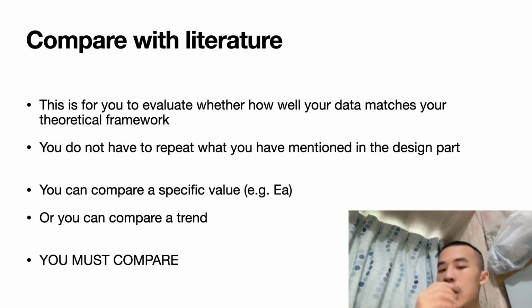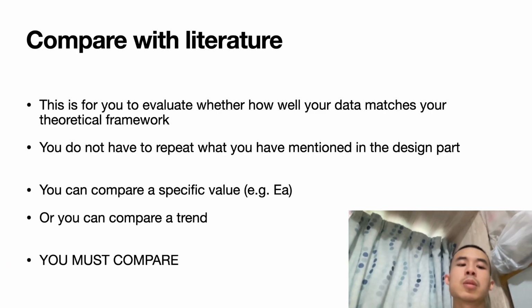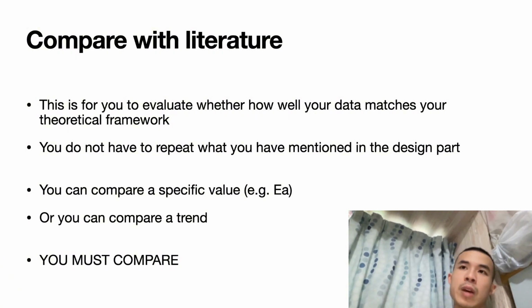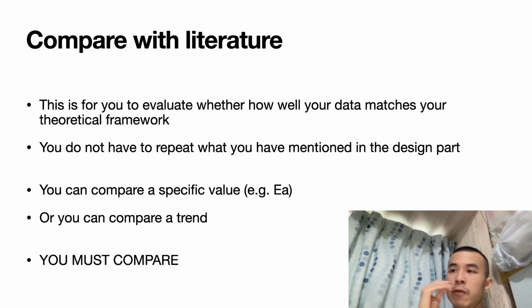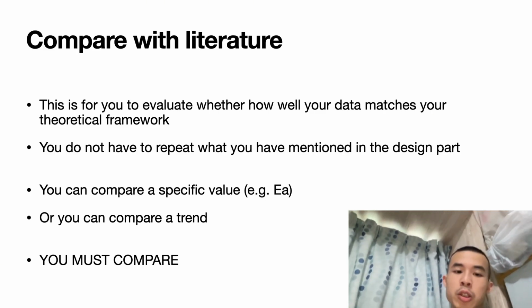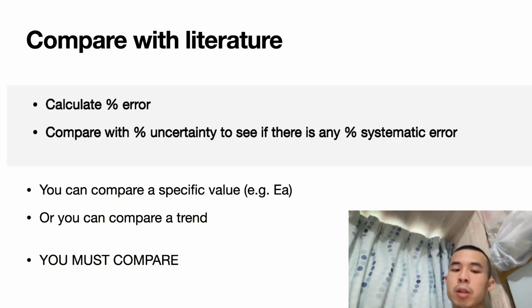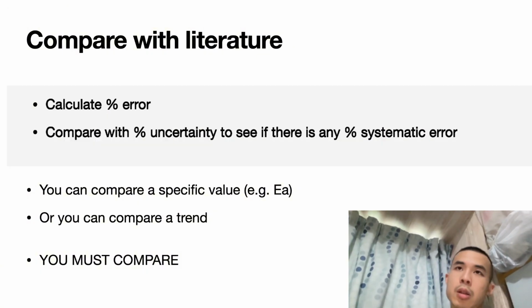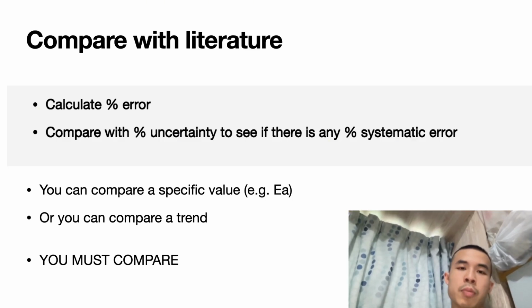You don't actually have to repeat what you have mentioned in the design part. You bring out just simply you need to compare. For example, you are comparing a literature value of enthalpy change versus the experimental enthalpy change. Then you can calculate the percentage error, and if you have the percentage uncertainty as well, you can compare the percentage error and the percentage uncertainty, just like what I mentioned here.